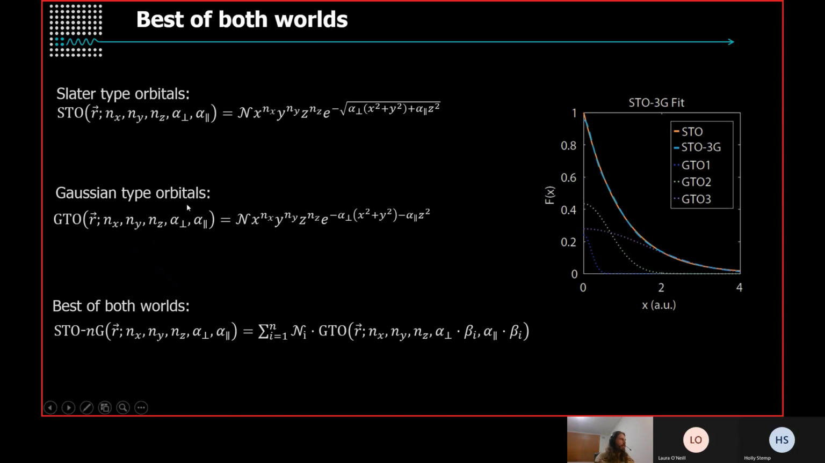To really use the advantage of having an orbital where you need very little basis functions, because it fits the final solution already quite well, to having analytic solutions for your integrals in the Gaussian type orbitals. To get the best of both of these worlds, we did something called STO-nG. So we fitted a number of Gaussian type orbitals to a Slater type orbital. And here you can see that these three Gaussian type orbitals quite nicely reproduce the one Slater type orbital.